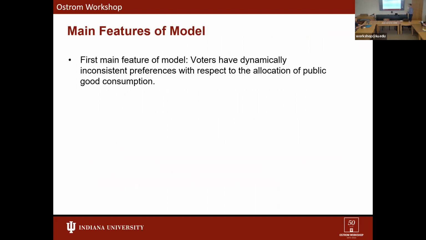In the model that I'm trying to build to reflect some of these concepts, the first main feature is that voters have dynamically inconsistent preferences with respect to the allocation of good consumption. Voters get utility from the consumption of public goods. Governments get tax revenues each period in which to produce public goods for voters to consume. In period one, voters have certain preferences for the consumption of public goods over periods 2 and 3. But when voters go from period 1 to period 2, they have different preferences. They would prefer a different allocation stream of public goods.